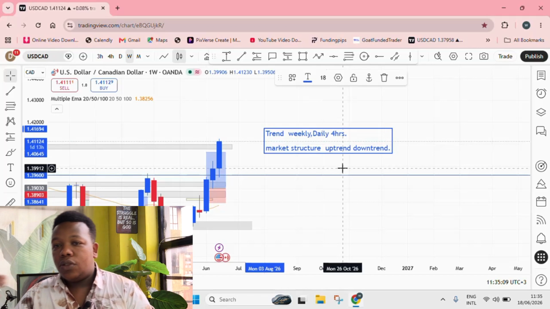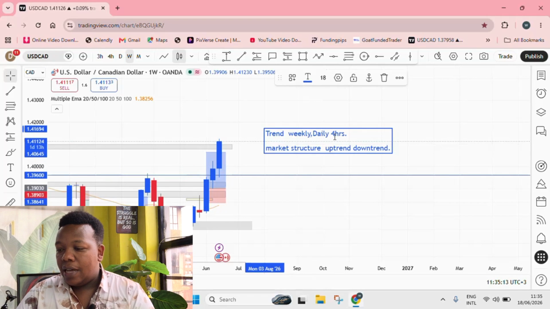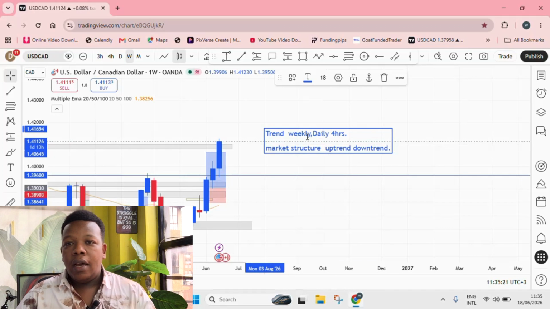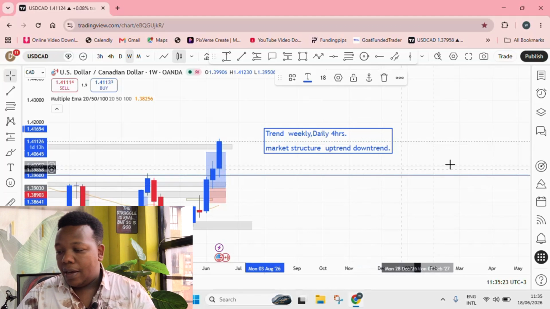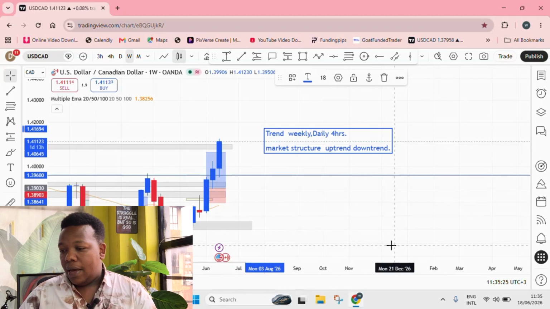So if the market is on an uptrend, you expect for the weekly, daily, as well as the 4 hours, all to align in that direction. In case the market is on a downtrend, you need also to make sure the weekly, daily, and 4 hours, they all align in the same direction.